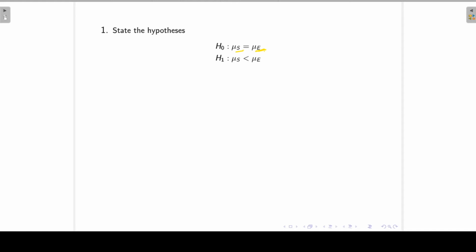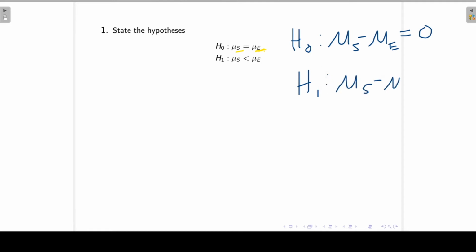Now we can rewrite these hypotheses in the following way. The null hypothesis can be rewritten as mu_s minus mu_e is equal to 0. And the alternative is that the difference between these two means is less than 0. Okay, and we are going to use this when we calculate our test statistic.